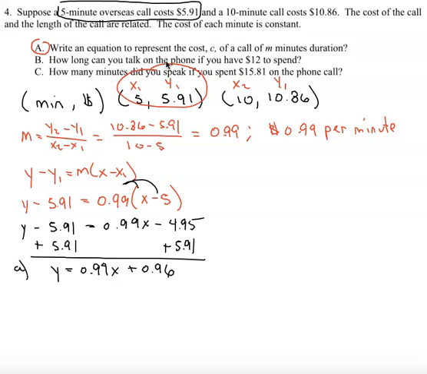Part B says, how long can you talk on the phone if you spend $12? Okay, so you have an equation, and now you're given $12. And it's always going to be one of these that I'm giving you as a coordinate. I'm either giving you the x and you're solving for y, or I'm giving you the y and you're solving for x. Is 12 the x value, or is 12 the y value? 12 is your y value. So you're going to go back into the equation and plug in 12 for y.